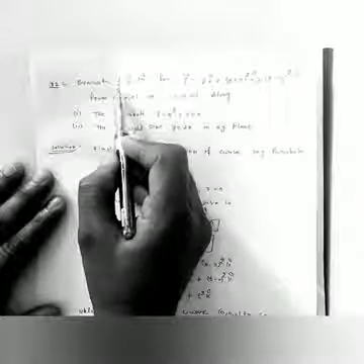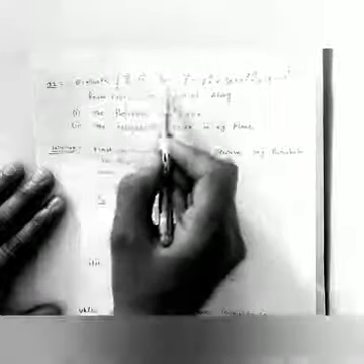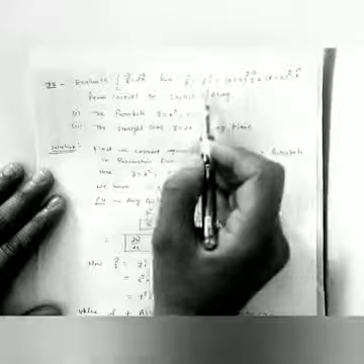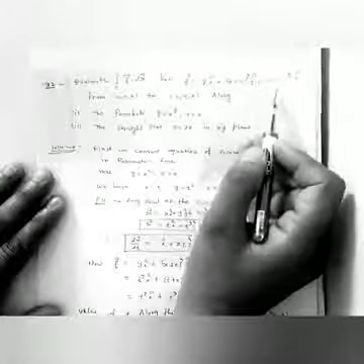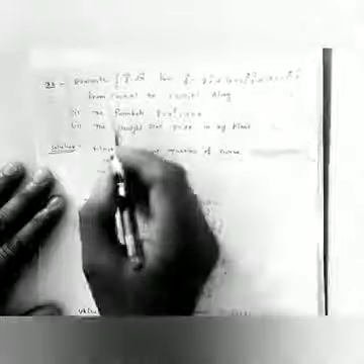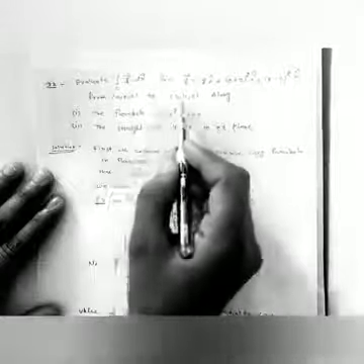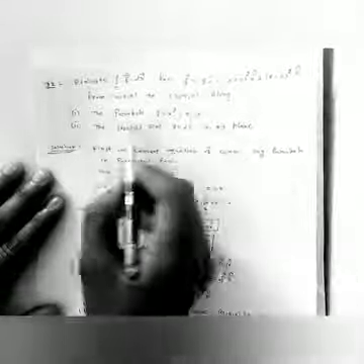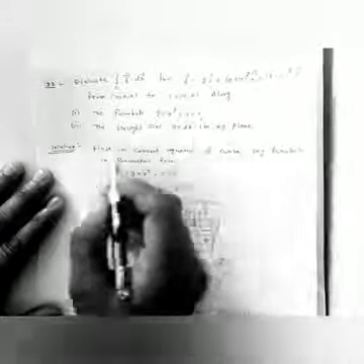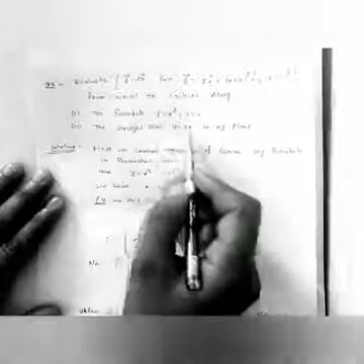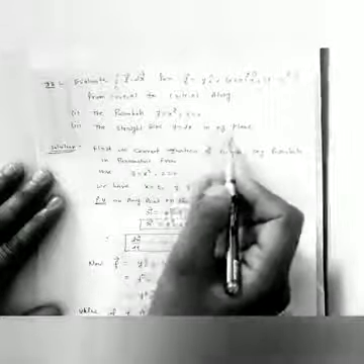Now we discuss the next question. Question number two: evaluate the integral over C of f dot dr for f vector equal to y i cap plus (x plus z) whole square j cap plus (x minus z) whole square k cap, from 0, 0, 0 to 2, 4, 0 along the parabola y is equal to x square, z is equal to 0, and the straight line y is equal to 2x in the xy plane.